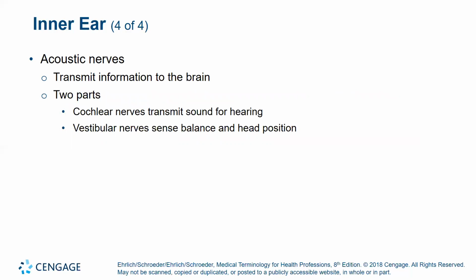Acoustic nerves transmit information to the brain. There are two parts. The cochlear nerves transmit sound for hearing, and the vestibular nerves sense balance and head position.